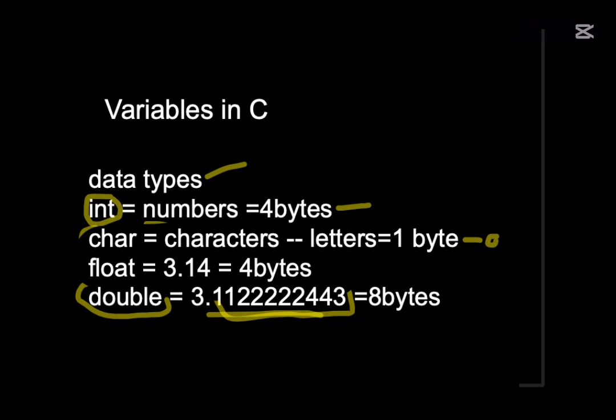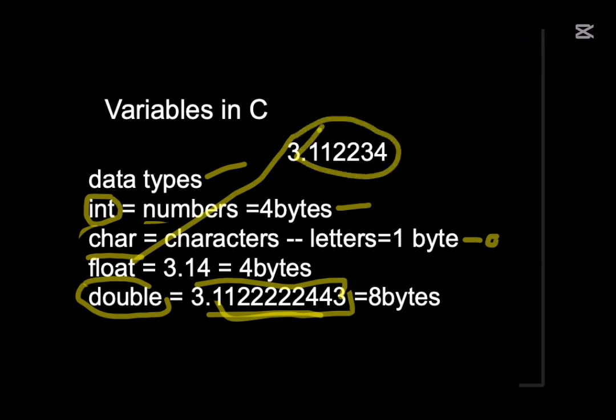So what is going to happen if you use float instead of double? Let's say this is your number, 3.112234, and this is the maximum. Float can only accept a maximum of 6 decimal places. If you count this, you see that these are 6 decimal numbers. So float accepts a maximum of 6.